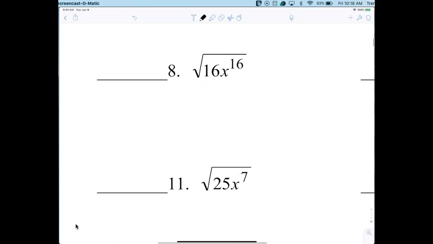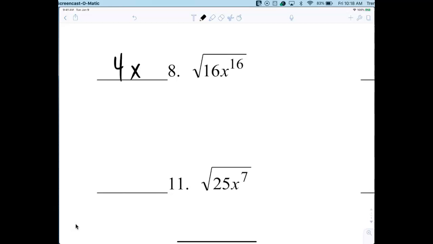All right? Now, number 8. What's the square root of 16? 4. X to the what power? Now, everybody says 4. But it's what? 8. Because it's not a number. What do you do to exponents? You divide by 2. Write yourself a note.